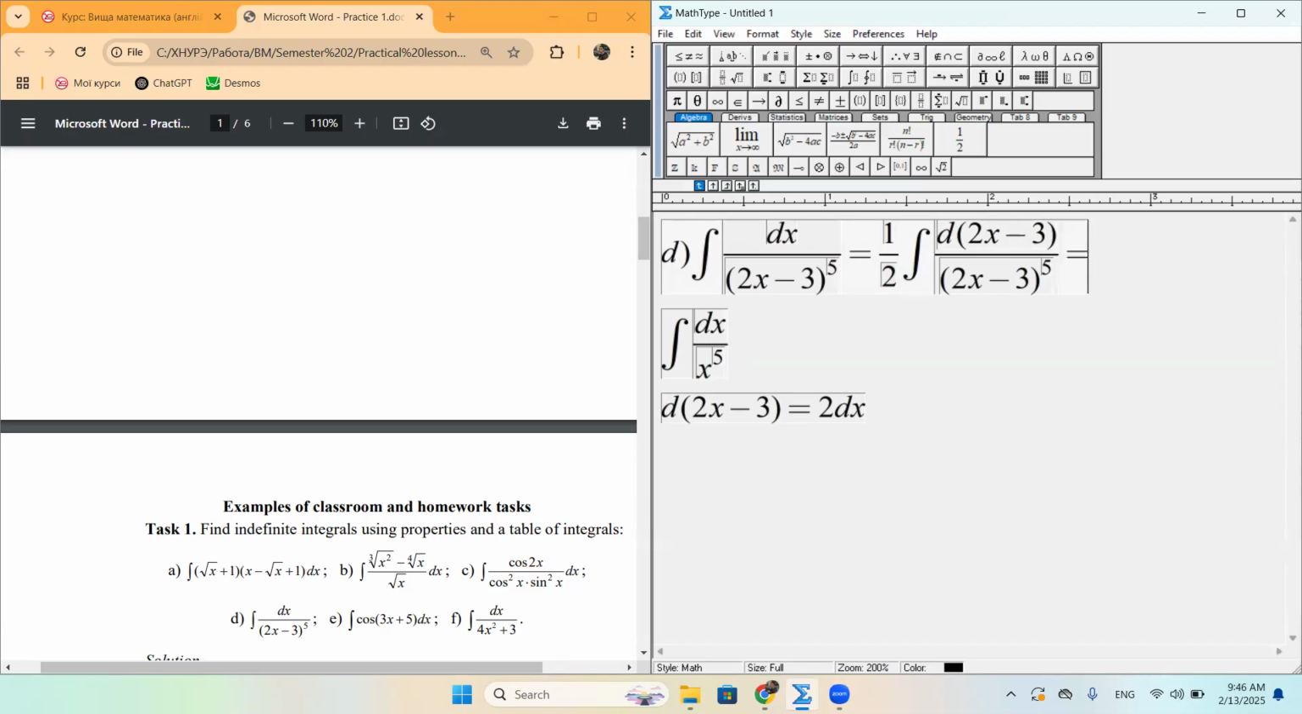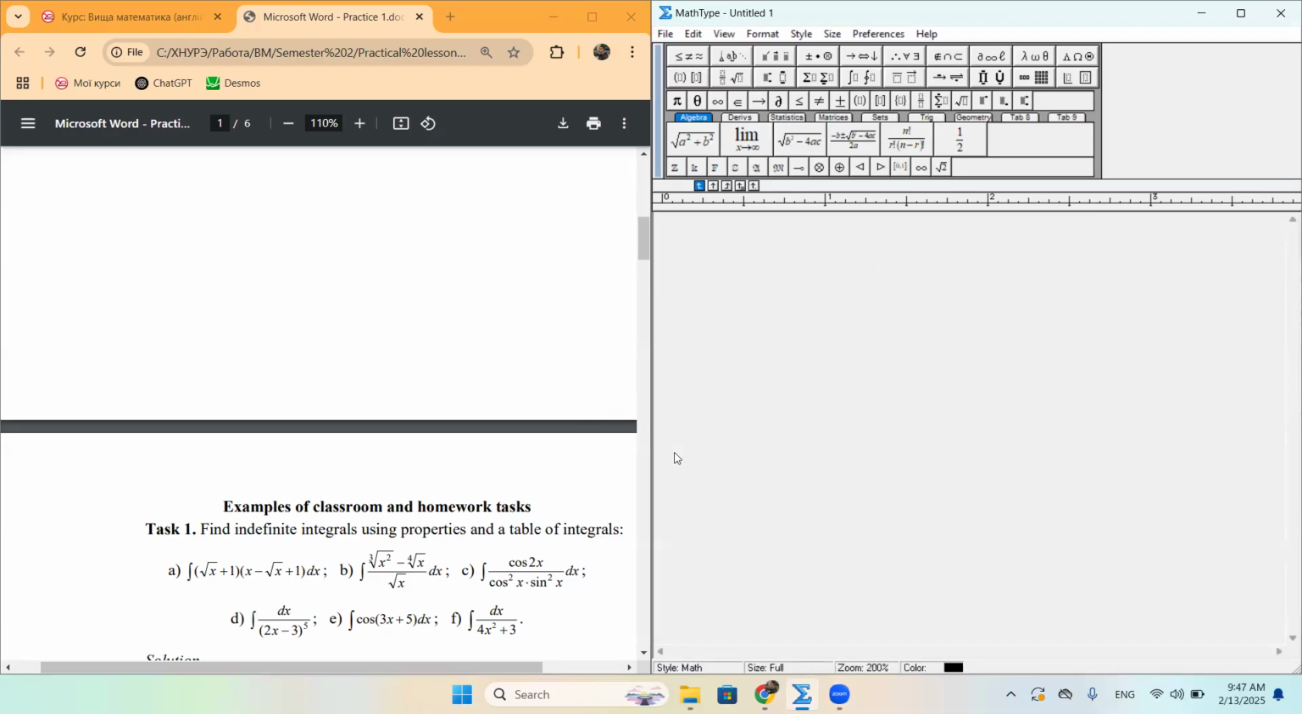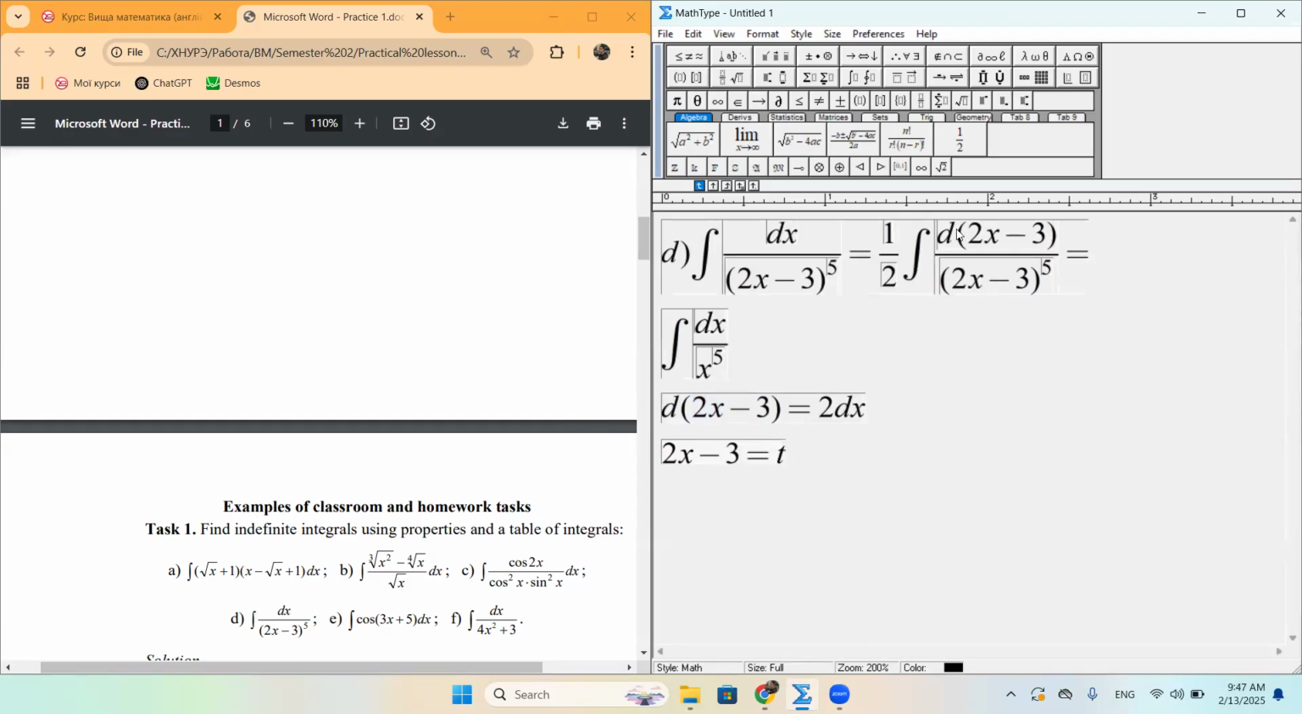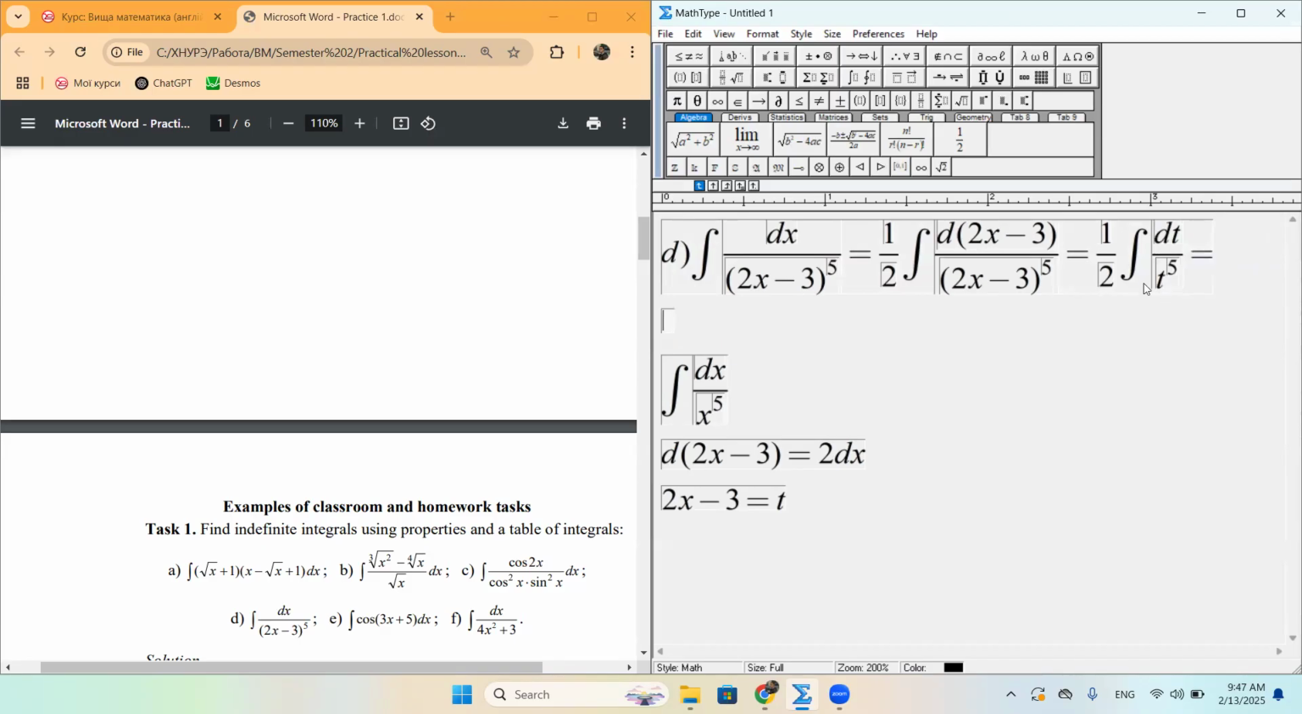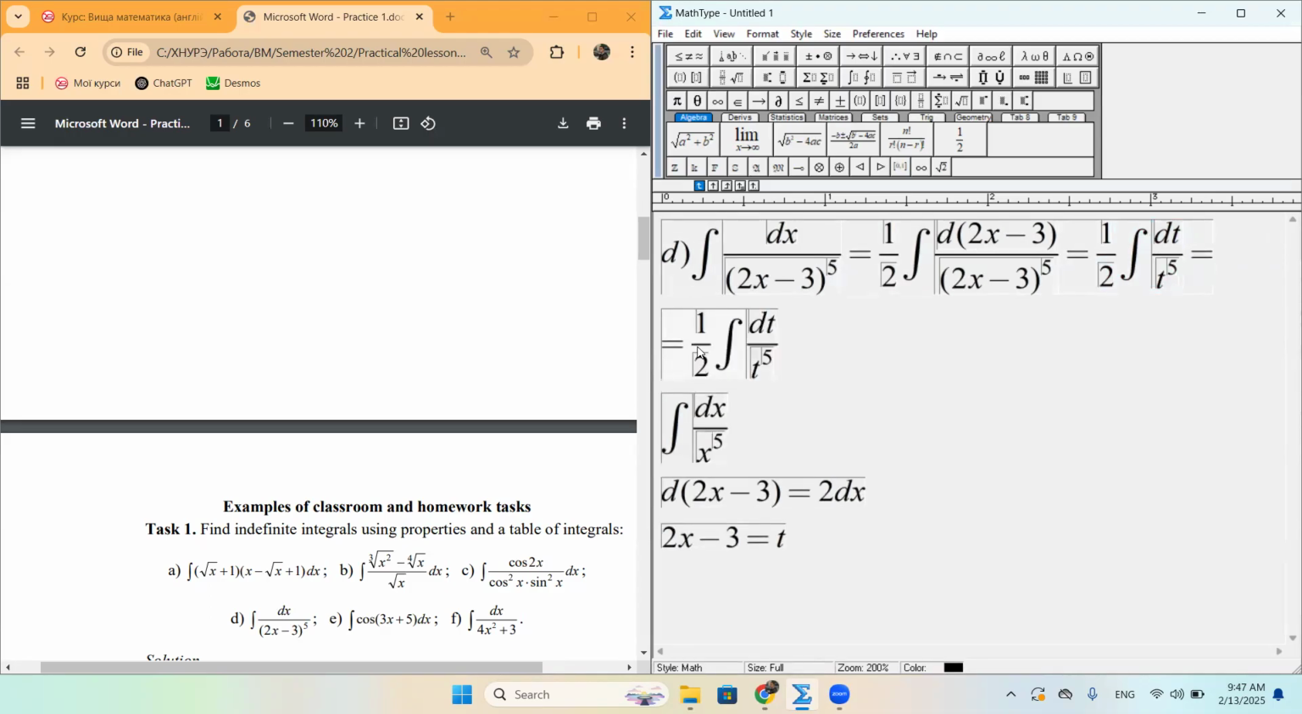But what we actually have is an integral that looks like this. I also can make a substitution like 2x minus 3 equals t. So I can replace it with t, and it will be the table integral. But for such simple examples, such simple tasks, we don't really need to do it.